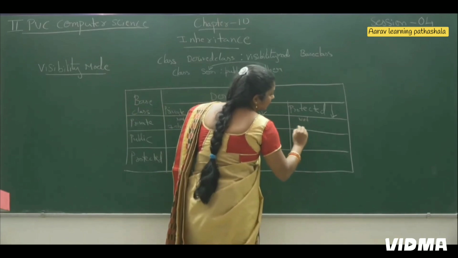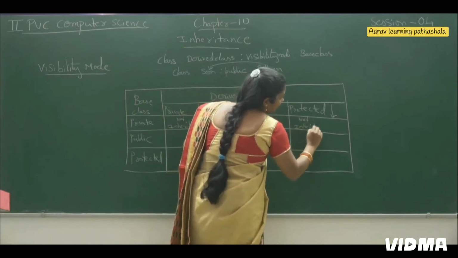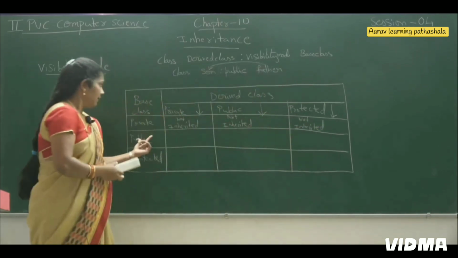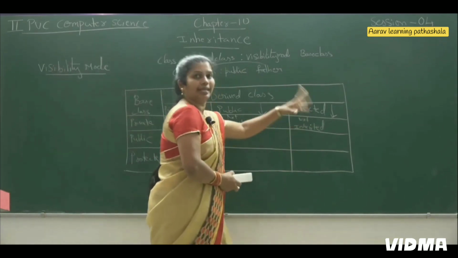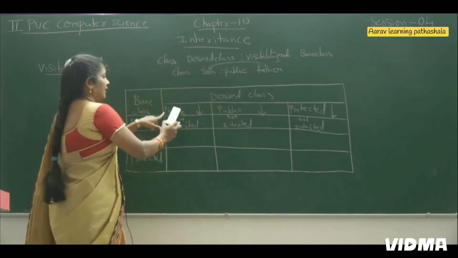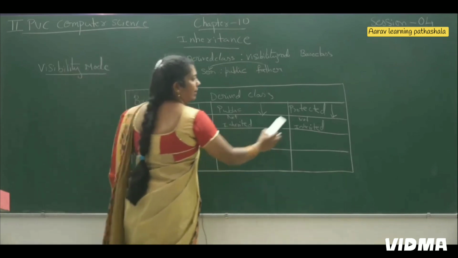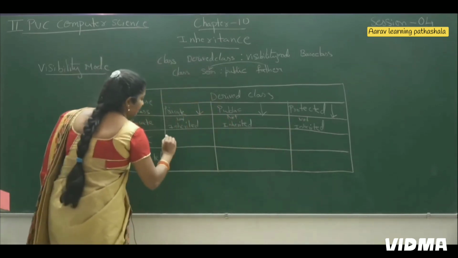Not inherited. Then, if the base class is public, in that case, whatever the derived class headings may be, write the same headings. In the derived class, we have private, public as well as protected. Write them down as they are.